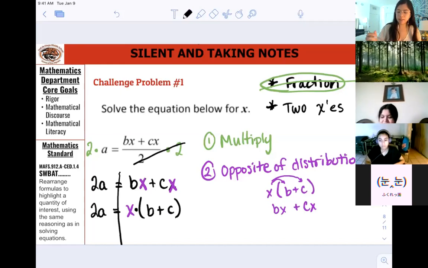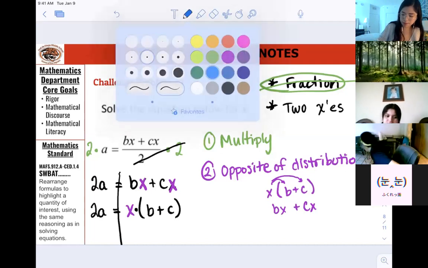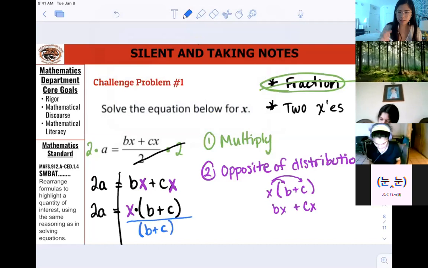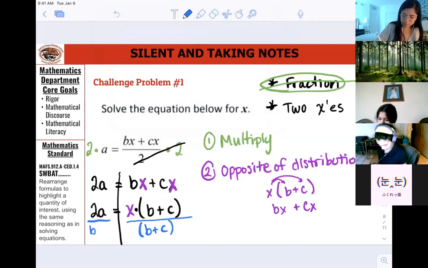So to get b plus c out of the way, all I need to do is divide. The opposite of multiplication is division. So I'm dividing by b plus c. We're going to keep them together because they're just staying together. And I do that on both sides.